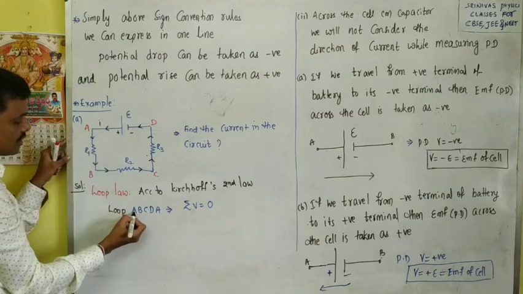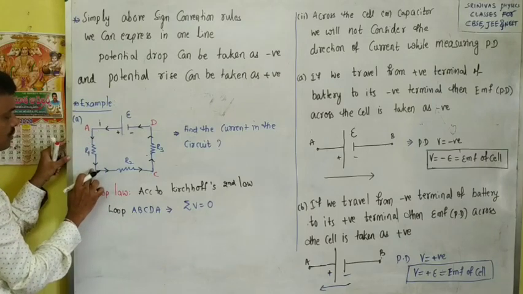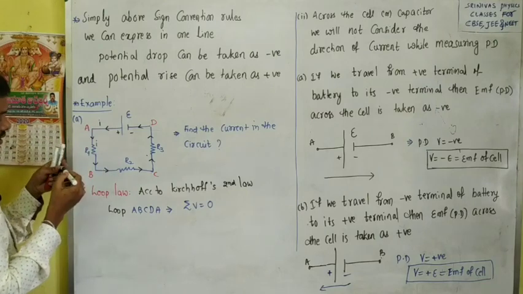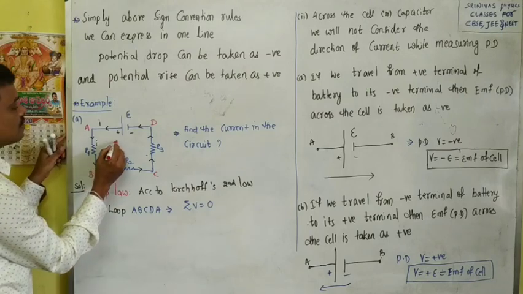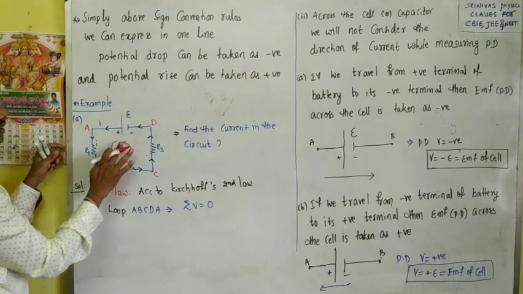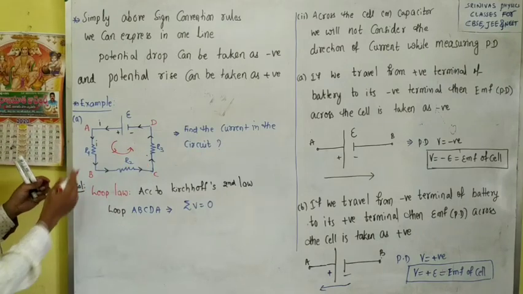First I am traveling from A to B. Listen very carefully. When you travel from A to B, I am going in the direction of the current, right? Look here, I am traveling in the direction of the current, like this. This is the path I am selecting. That means in this path, I am going in the direction of the current.